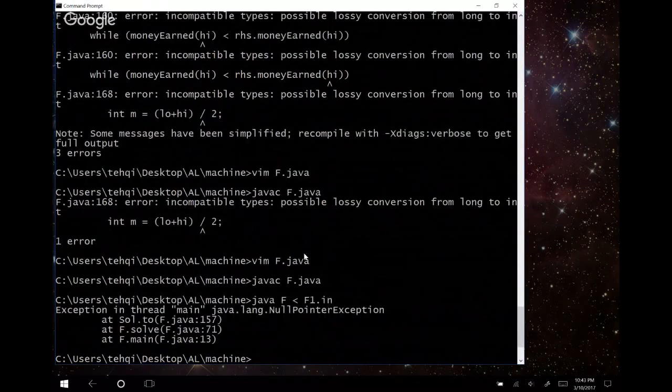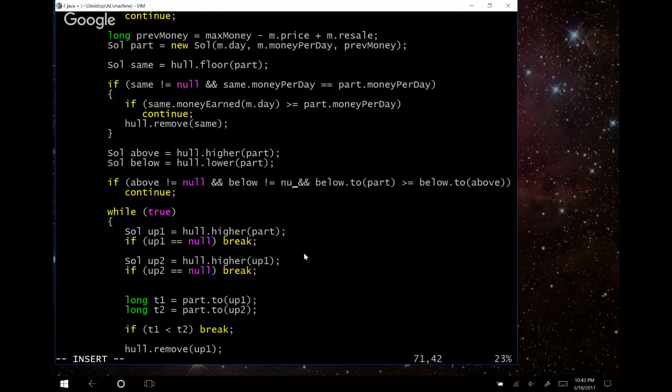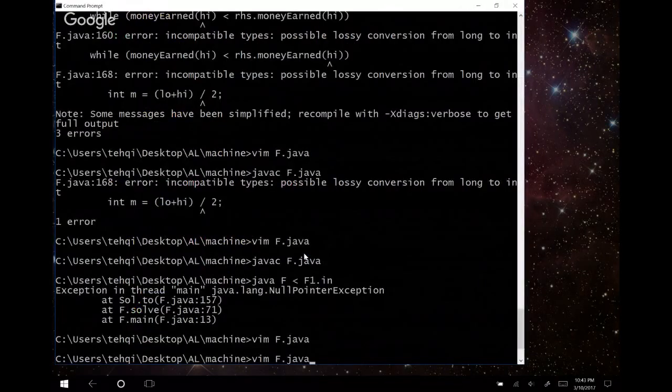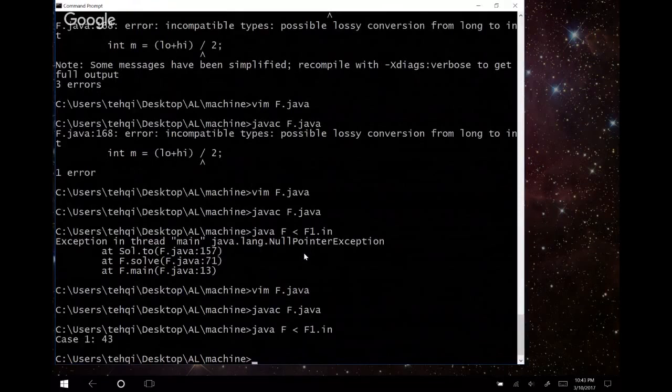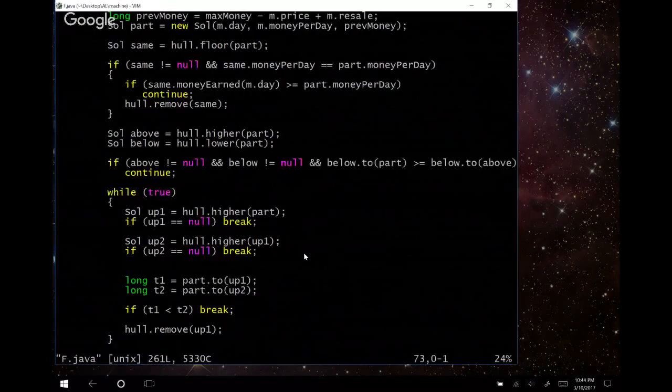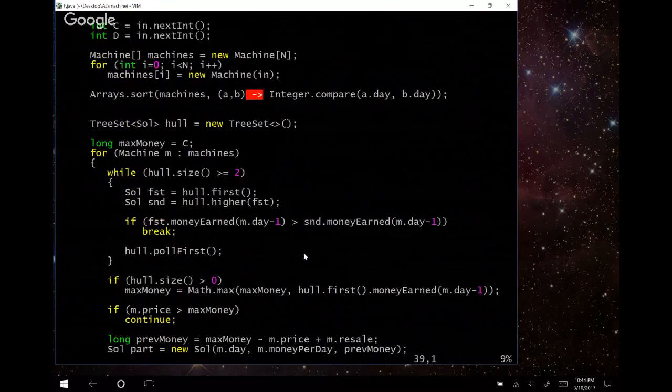So let's see if it passes samples. Yikes. Not even close. 71. Oof. Oh, right. I just check if the two don't even matter, and then I can move on. Ooh, going to have a big bug here. It's not finding the max. Well, let's find out where this bug is.